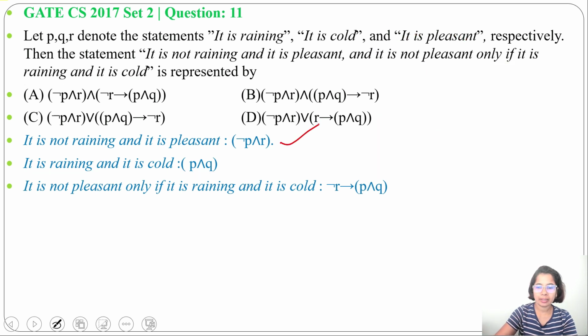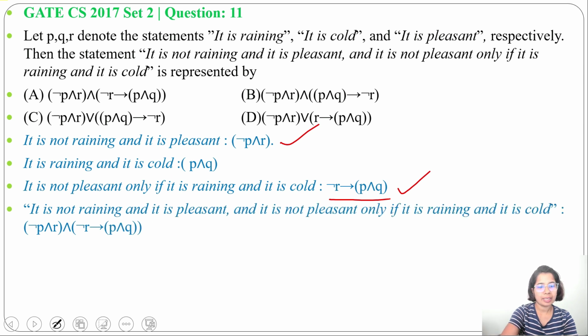Now we'll combine these two for the final statement. So it is not raining and it is pleasant is negation P and R. And it is not pleasant only if it is raining and it's cold. So negation P and R and negation R implies P and Q. So this is the final statement.